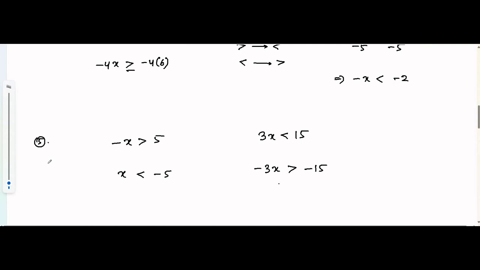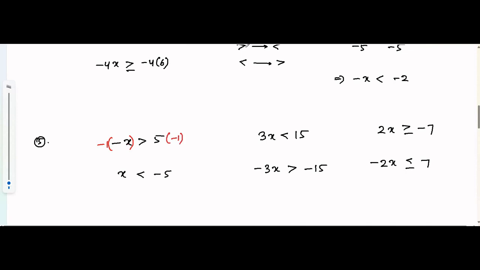Okay, then let's say we have 2x is greater than or equal to minus 7. So suppose we take it minus 2x and here it is 7. So here greater than or equal to will become lesser than or equal to. Essentially what we are doing here is multiplying both sides by minus 1. If we multiply both sides by minus 1, we'll get the same result.